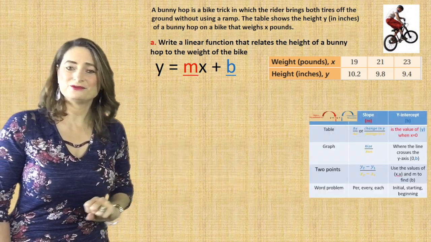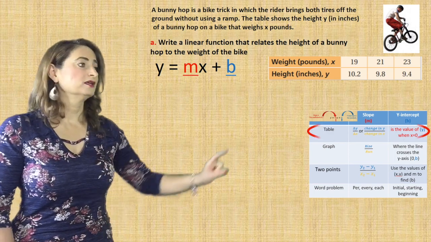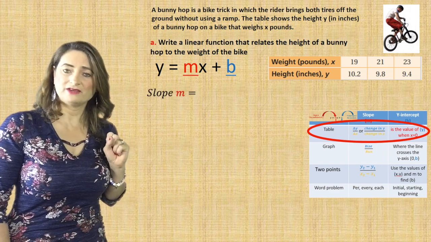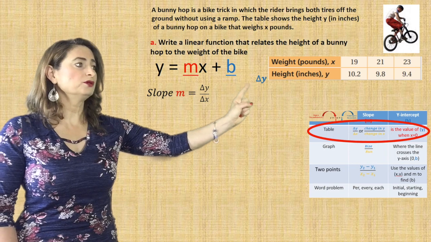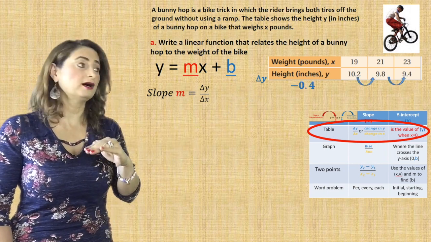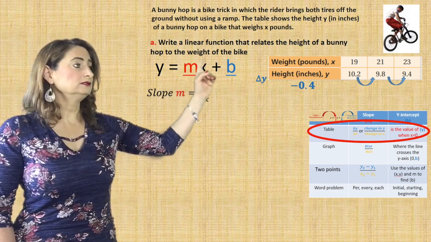Again, these are the different ways to find the slope and the y-intercept, but this time from a table. To find the slope from a table, it is the change in y divided by the change in x. Now look at the table. How did y change from 10.2 to 9.8 to 9.4? It went down by 0.4 inches. Now, how did x change?